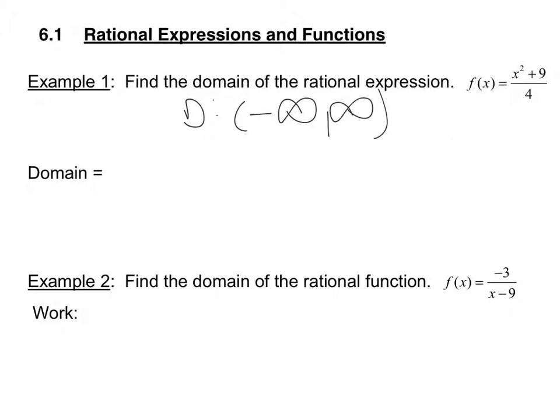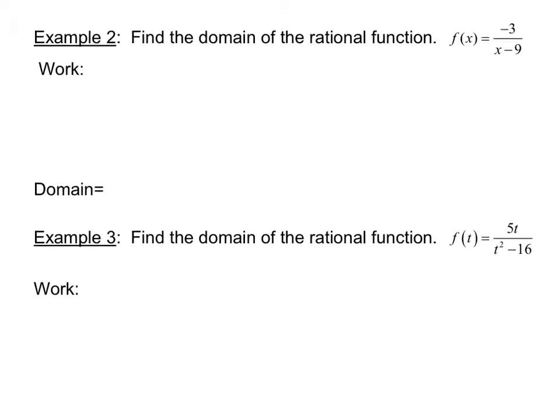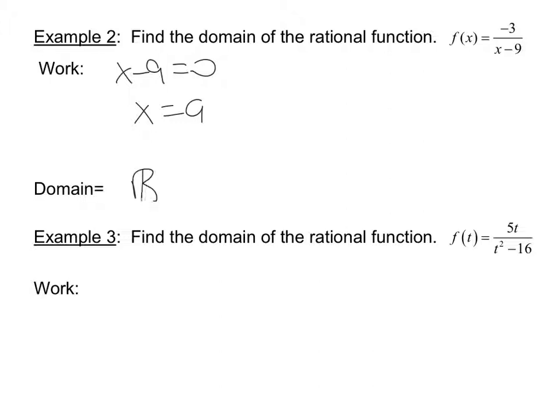Okay? Now see here, on this one, see how the variable is located in the denominator? That's okay, but what we need to do, because remember you can't divide by 0. So set denominator equal to 0, solve. So that means all real numbers except x cannot equal 9. Okay? So remember, if the variable's in the denominator and you're finding the domain, you set denominator equal to 0 and you solve.